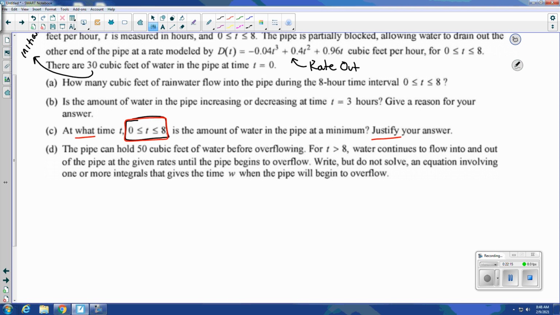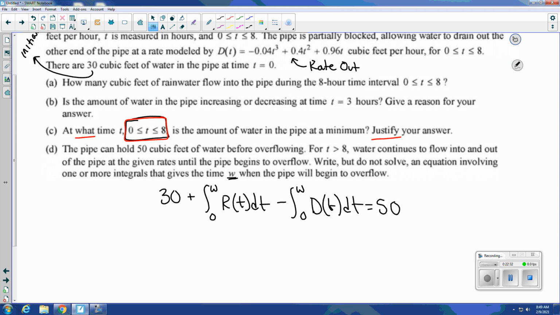So we already have a representation for the total. We take the initial plus, now it says at time w for when this is going to happen. So let's go from 0 to w of r of t dt minus from 0 to w the rate at which it goes out. And we want to know when does this equal 50. So we just have to write but do not solve. So that's it. When does the total equal 50? And we're going to use that w variable for the variable in our function. Okay, again, the t variables in this case are our dummy variables. When does that equal 50, there is when it would start to overflow.